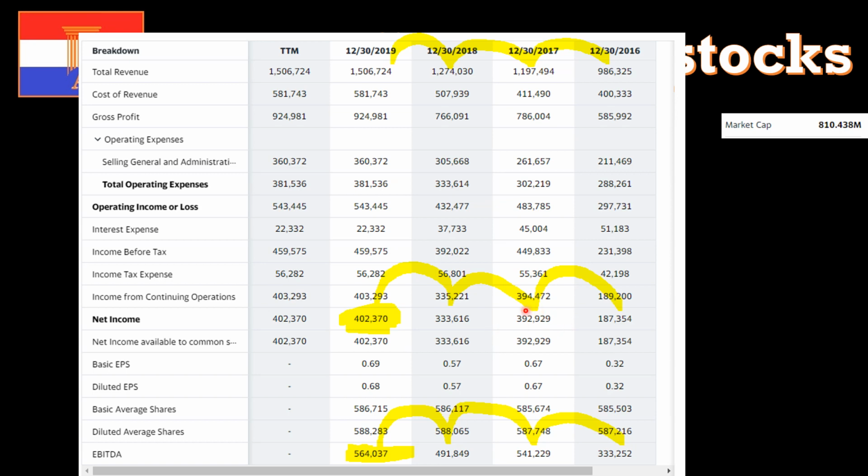Something interesting is that in 2017 they basically had the same income as in 2019. So if we look deeper into this company, we want to be looking at this number as well, because why was this so high, and why didn't it increase here, or why was it so low here?